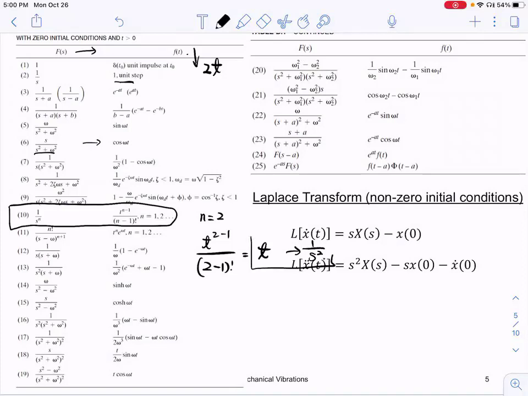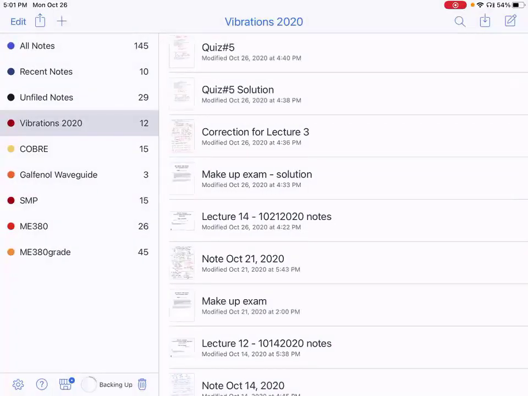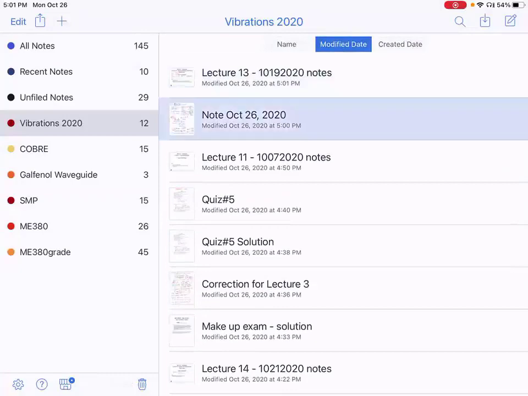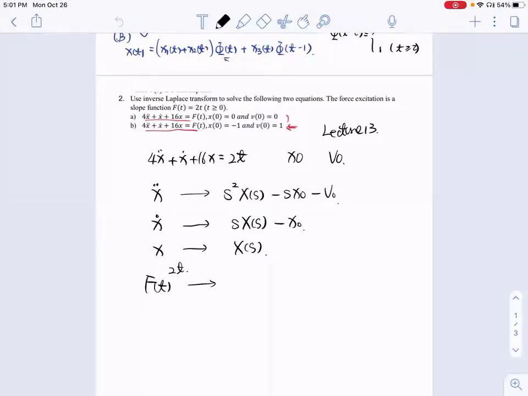This is from the time domain, a slope function. We actually call this a slope function. That's t, that's f(t). It increases linearly with respect to time. The Laplace transform of a slope function is 1 over s squared. And then it's not a unit slope, it's actually 2t, so you just put a constant 2 in front. That means 2t just becomes 2 over s squared.